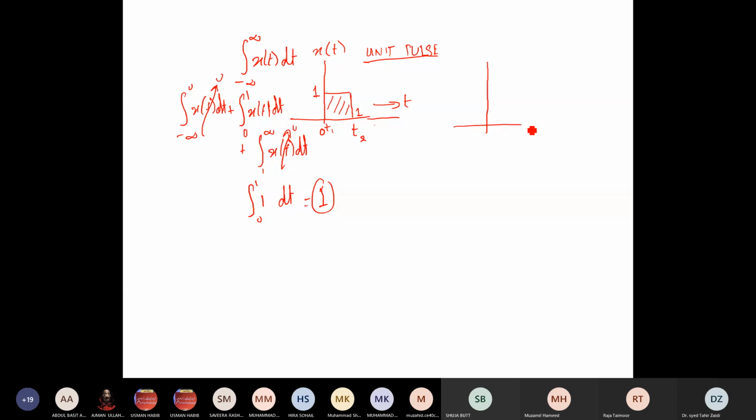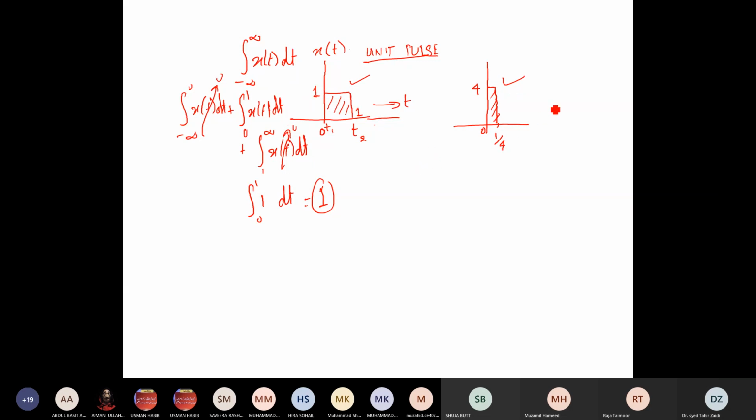Another example of a unit pulse would be one that starts from 0 and finishes at, let's say, 1 by 4. If you need a unit pulse, what will be its magnitude? 4. This is also a unit pulse because its area is 1. So this is a unit pulse, and this is a unit pulse.